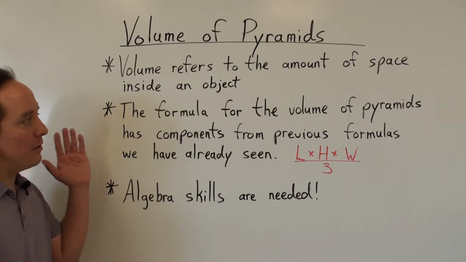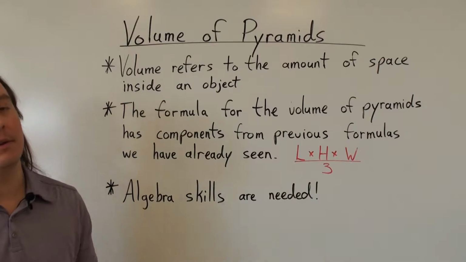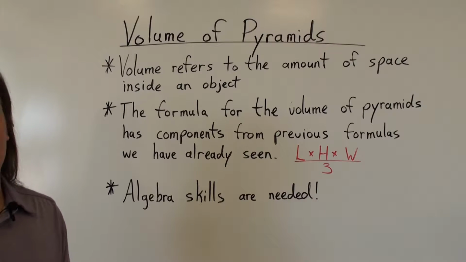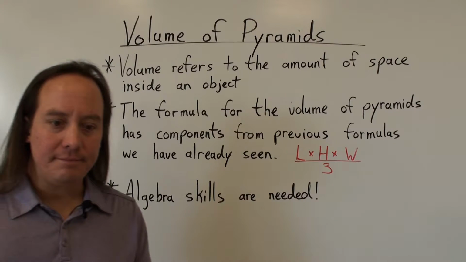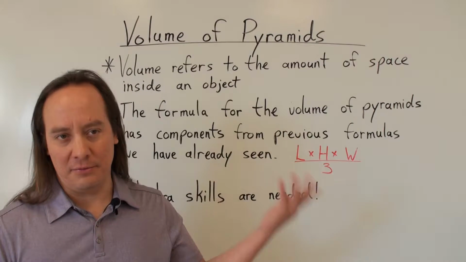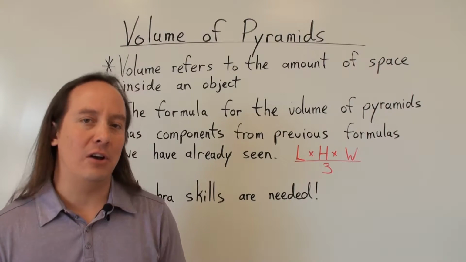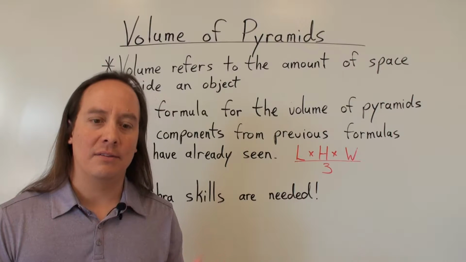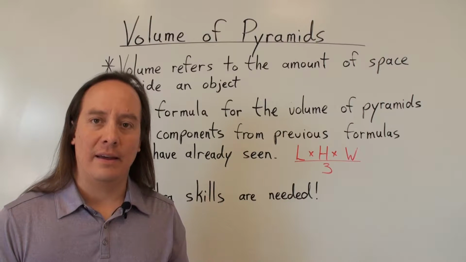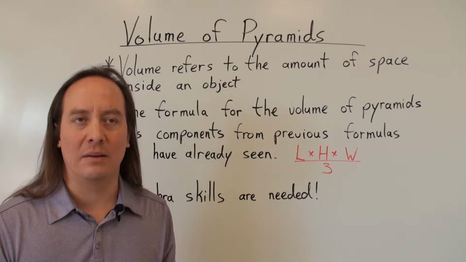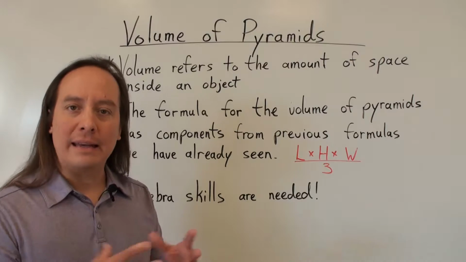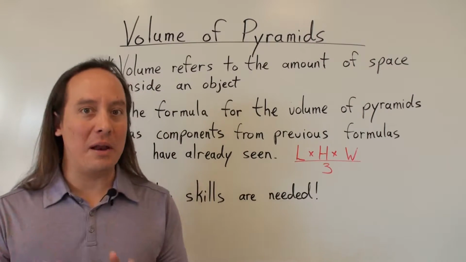Now, the formula for the volume of pyramids has components from previous formulas that we've already used and seen. Well, as we do more of these kinds of formulas, when we're talking about area and volume of different shapes, you'll start to see things repeat themselves. You'll start to see similarities that are always constant. For example, let's just take this formula and break it down and see what we've seen already before.